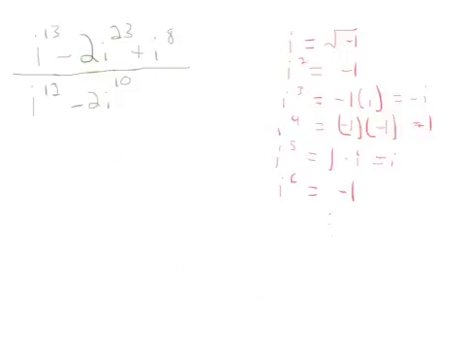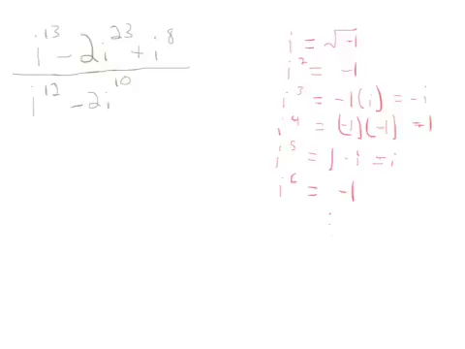In this problem, we are told to simplify and to write our answer in the form a plus b times i. Now, since we're dealing with i raised to various powers, we need to go back and remember what i is equal to, and there's a pattern with all of these exponents.